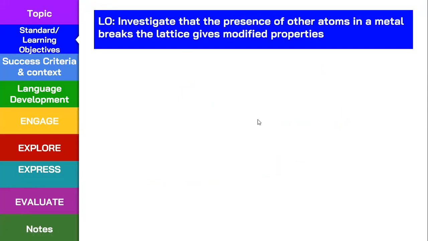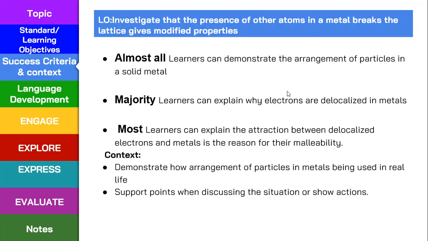All right. So the learning objective is to investigate that the presence of other atoms in a metal breaks the lattice and gives them modified properties. Yeah, a very good way to do it. All right, let's see what we have next.